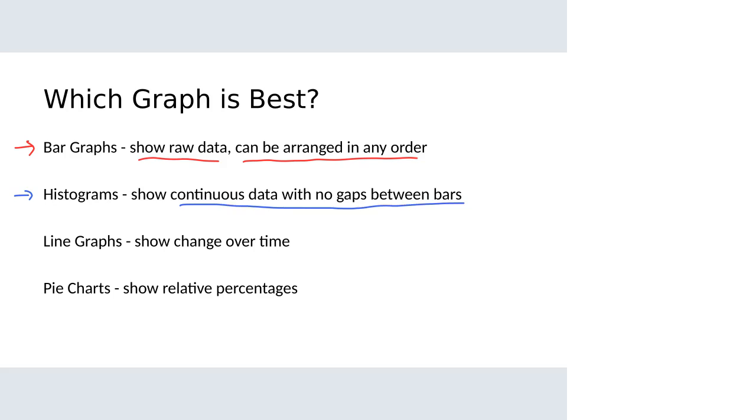A histogram is a special kind of bar graph that shows continuous data with no gaps in between the bars. That's going to be really important for us in sections 3.5 and 3.6. But right now, it's a bar graph that has some special conditions attached to it. Line graphs. What the line graphs are best used for is to show change over time. And that's because we can see the areas where it has increased and where it has decreased.